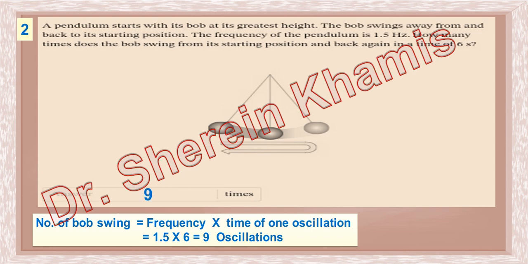So the right answer will be 9 times. This is counted in times, not a speed measured in meters per second. So the number of bob swings is 9 times. Okay, so we have to go to question 3.